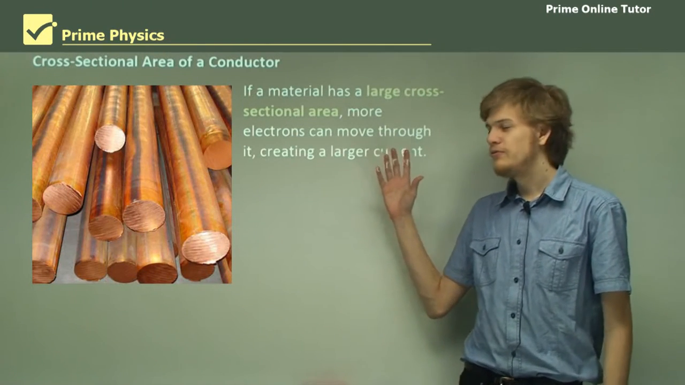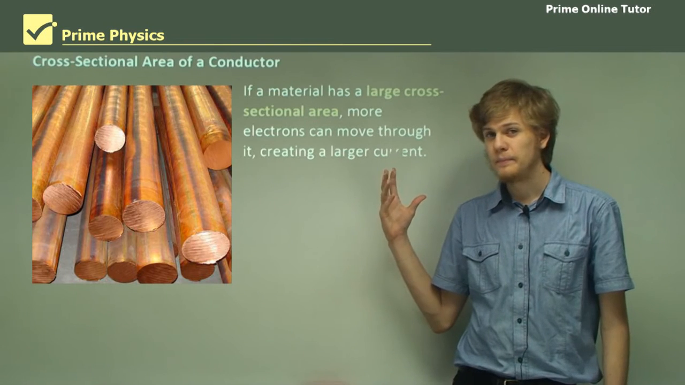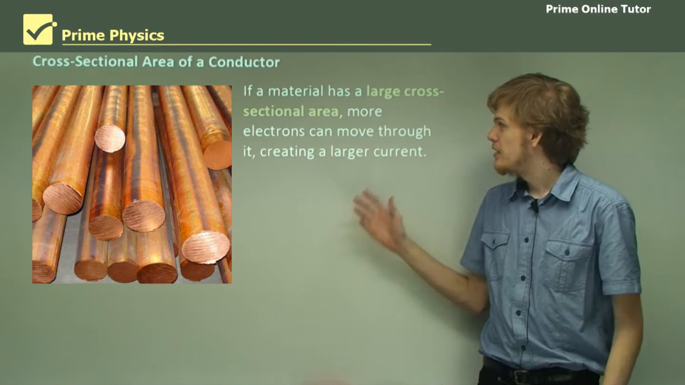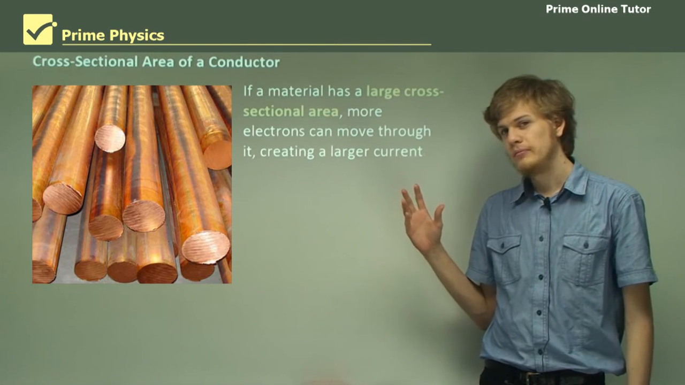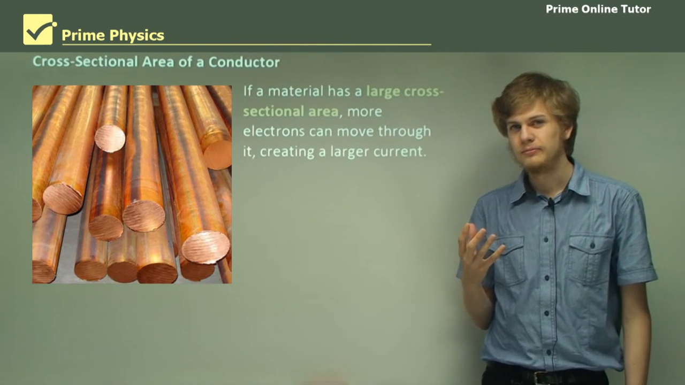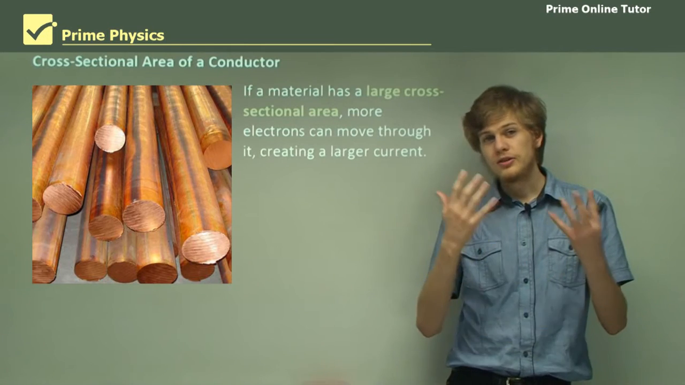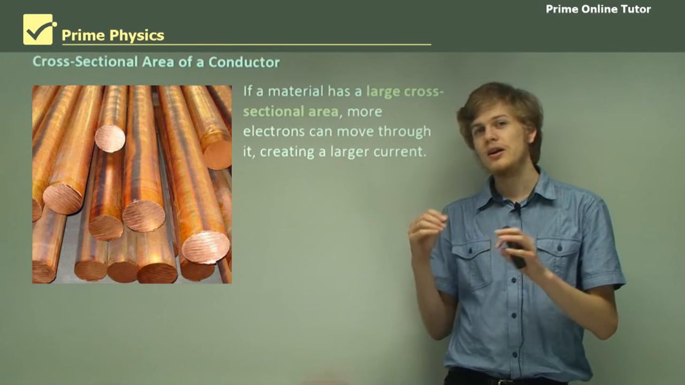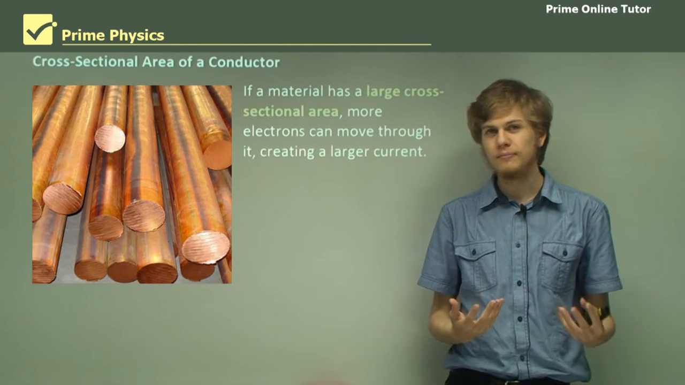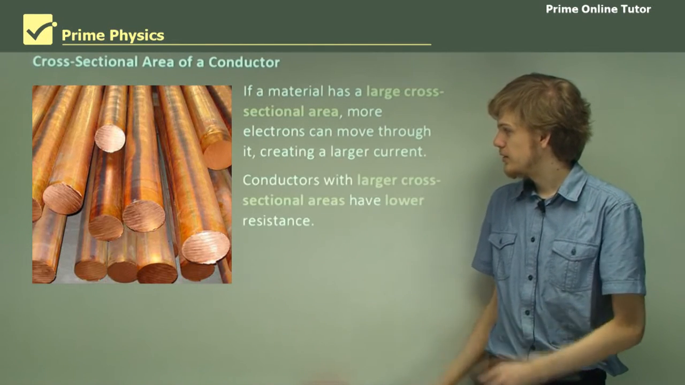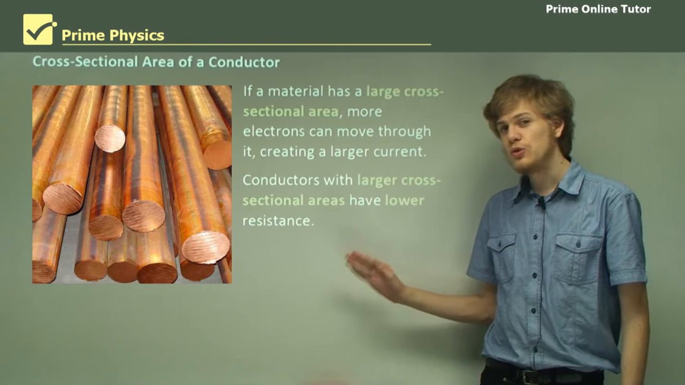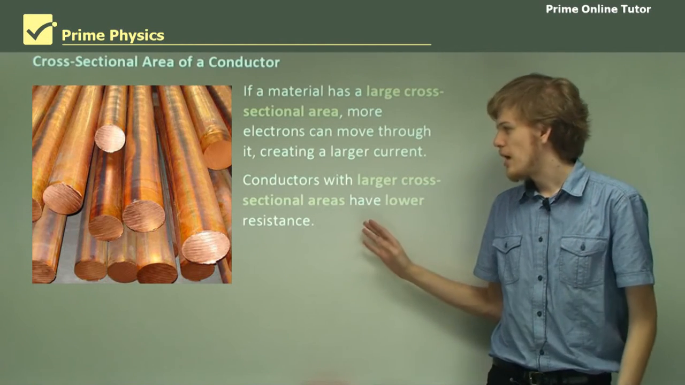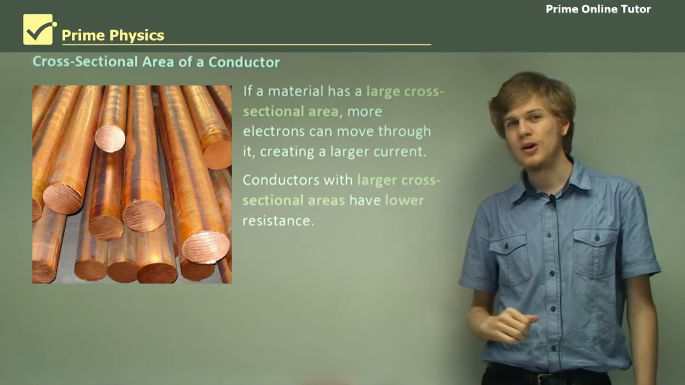Now, if a material has a very large cross-sectional area, that is, if the wire is a very thick wire, then more electrons can move through it, creating a larger current. The larger the cross-sectional area, the more electrons there are in that cross-sectional area, and so the more can move through the wire. This means conductors with a large cross-sectional area, that means very thick wires, will have a lower resistance than thin wires.